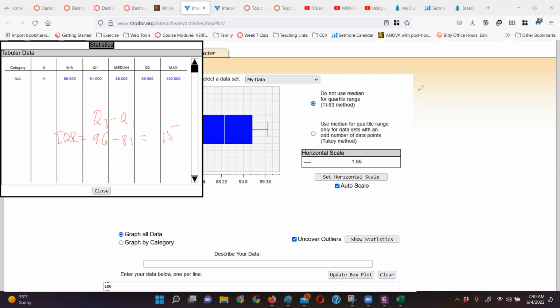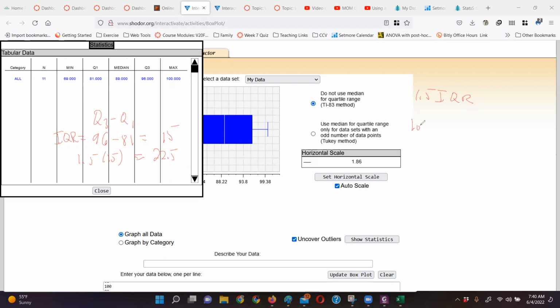And then to run that 1.5 IQR test, we need 1.5 IQRs. So 1.5 times 15. Well, let's see. We could grab a calculator, but half of 15 is 7.5. We'll add that to 15, my IQR, and my 1.5 IQR is 22.5.